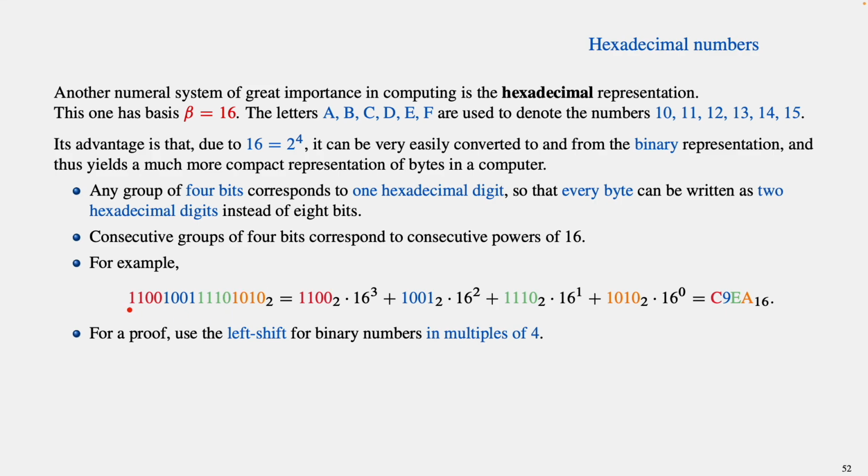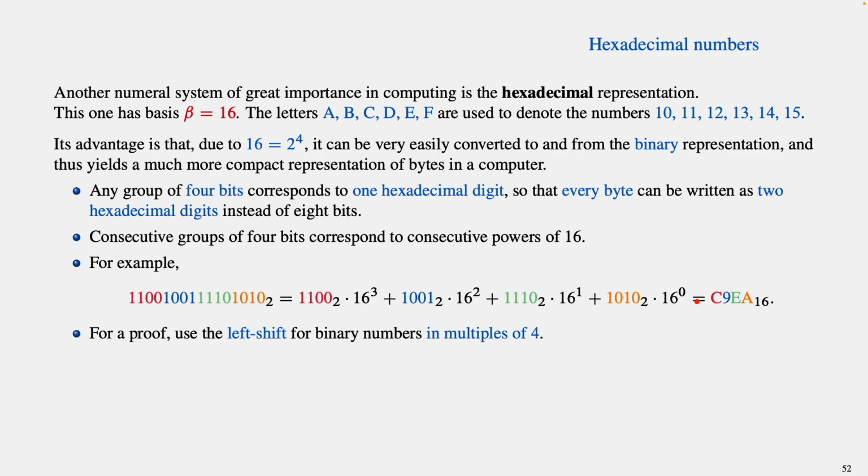Now the colors indicate how I do this. So every group of 4 bits, I take it as a binary number and I multiply it by the corresponding power of 16. And these powers of 16 indicate the position in the hexadecimal representation, and then I just have to convert back and forth between 4-bit binary representation and single-digit hexadecimal representation.